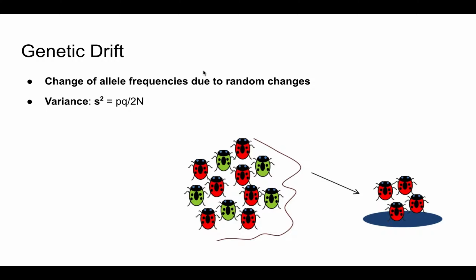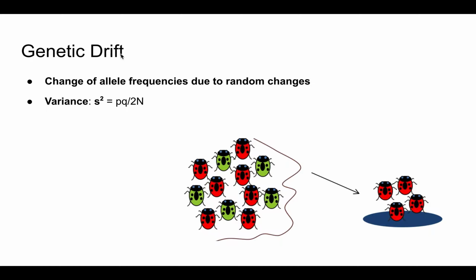And we use the measure of variance to model genetic drift. Variance is S squared, and it is equal to PQ over 2N, where N is the number of individuals in the population. Thus, if N is large, a large denominator gives us a small variance. That means there would be less drift occurring in a larger population. We would have less variance, thus less drift.